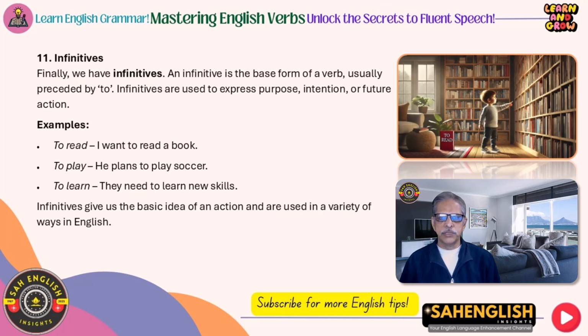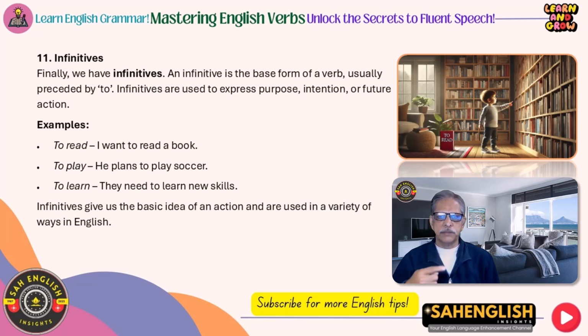11. Infinitives. Finally, we have infinitives. An infinitive is the base form of a verb, usually preceded by to. Infinitives are used to express purpose, intention, or future action. Examples: to read, I want to read a book. To play, he plans to play soccer. To learn, they need to learn new skills. Infinitives give us the basic idea of an action and are used in a variety of ways in English.